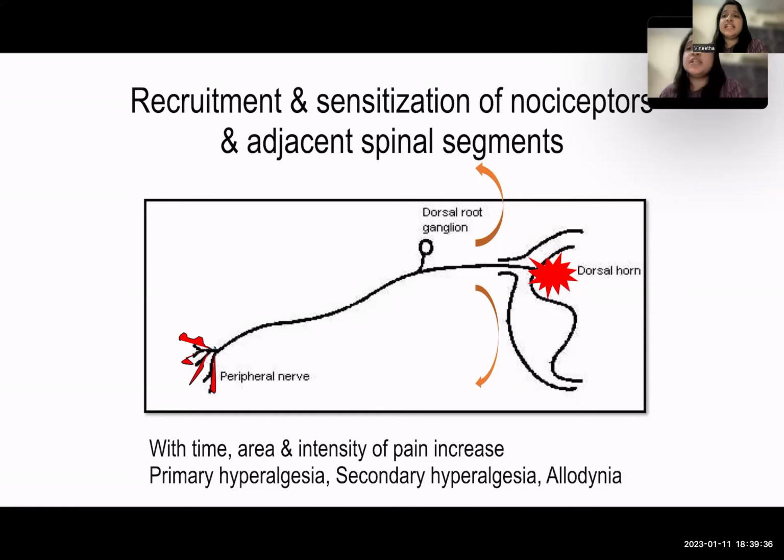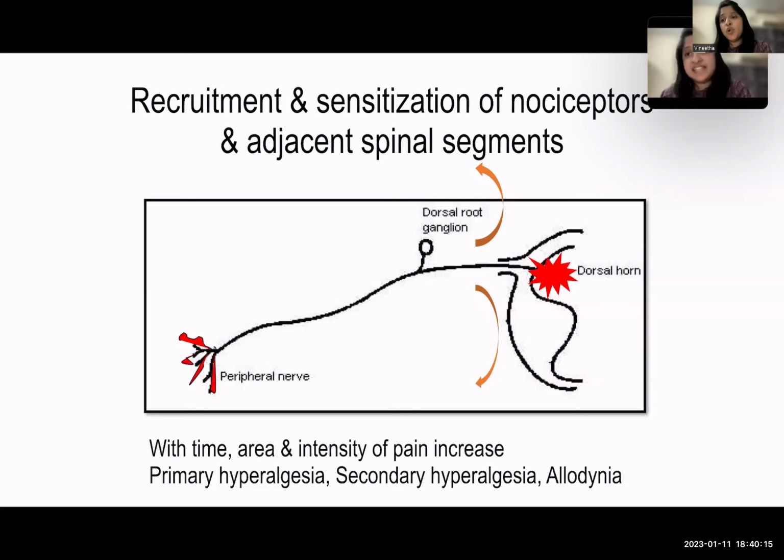So this is due to the synaptic reorganization in which the A beta neurons, which carry the touch, are also now synapsing in the lamina 1 and 2 of spinal cord, where the A delta and C fibers, mainly C fibers, synapse. So due to the synaptic reorganization and some sprouting and all, so much of physiology is there, but the net occurrence is that even touch becomes painful. So you should remember that primary hyperalgesia, secondary hyperalgesia, allodynia, all these are due to sensitization, peripheral and central sensitization.